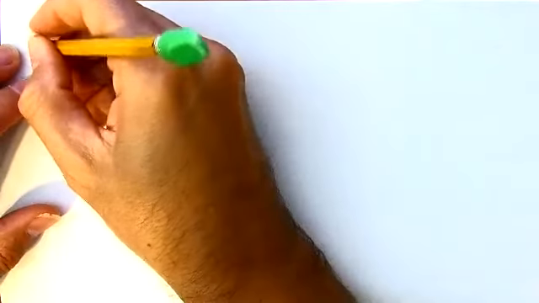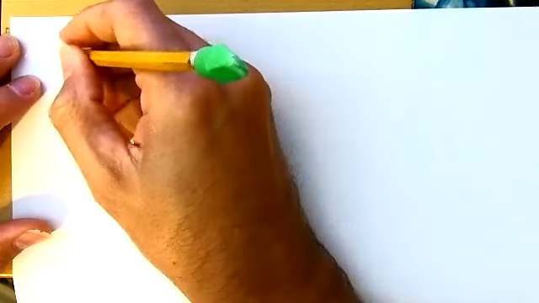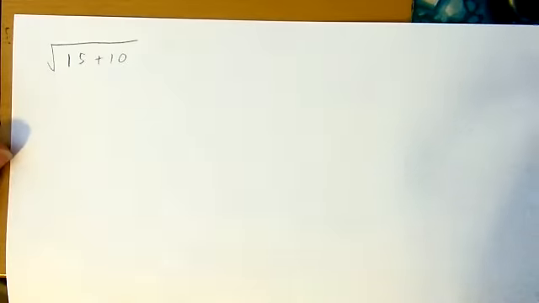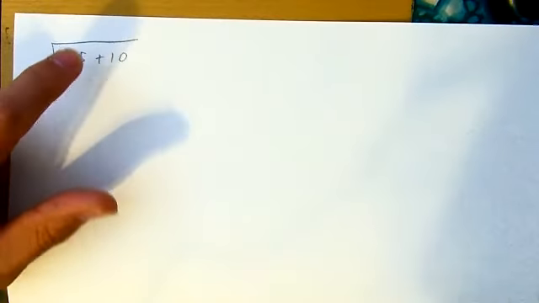I also didn't do any like this, but you could run into something on the test like this. You can have a square root, and you can have multiple things inside the square root, like, for example, that. Don't try to take the square root of 15 and then take the square root of 10 and then add them together. That won't work. You've got to treat the inside like it's in parentheses.